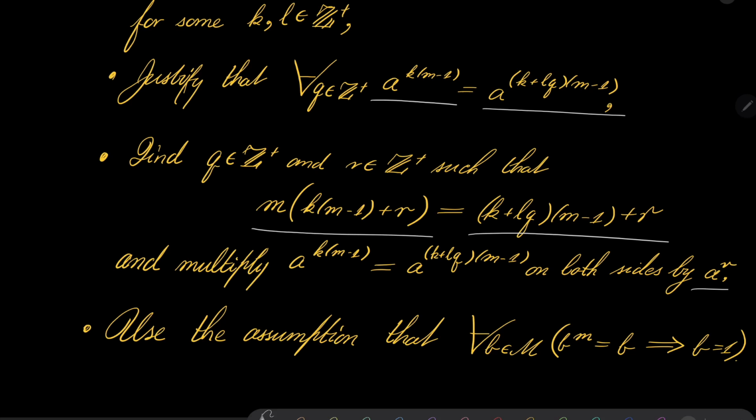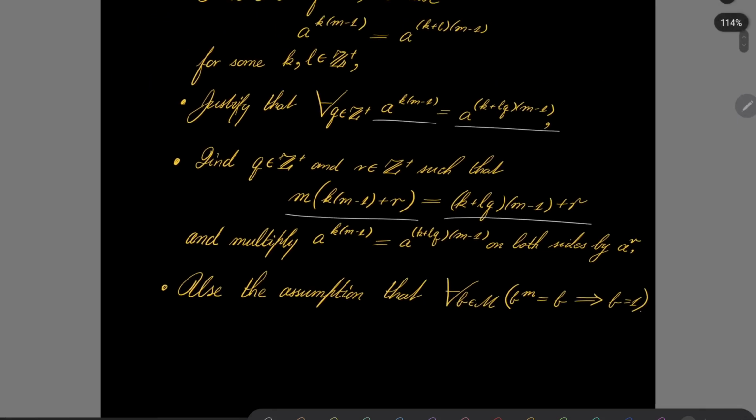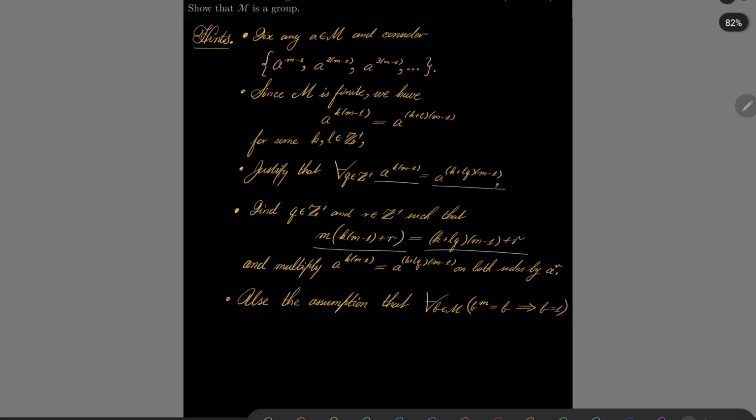And finally, use the assumption that for every element of our monoid, using this contraposition, if b to the power of m equals b, then b equals 1. And that should be it. So give this problem a try, and I will see you in just a minute.